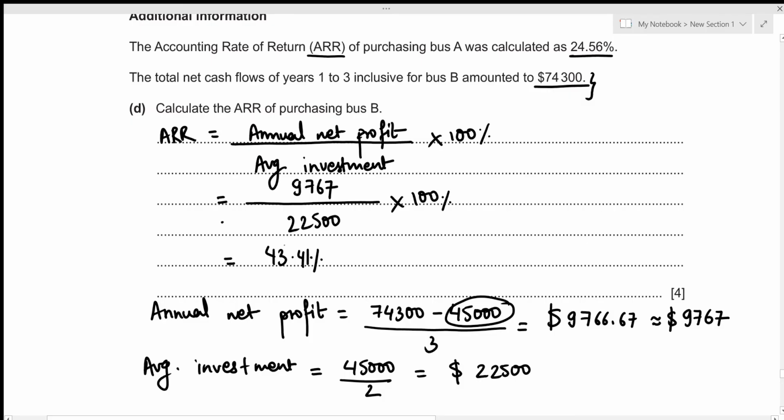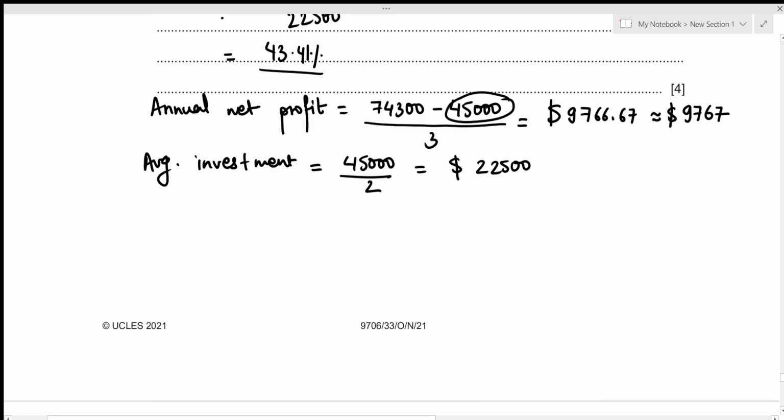What we can clearly see is that the ARR of purchasing bus B is way higher as compared to the ARR of purchasing bus A, which is only 24.56%. This concludes the 4th part. Now we can move to the 5th one.